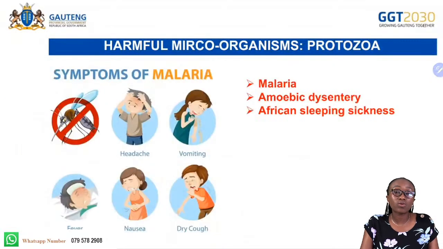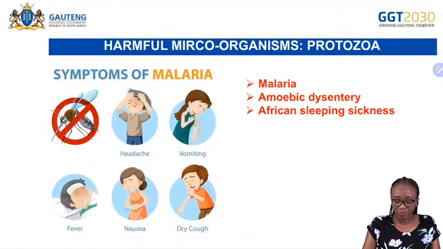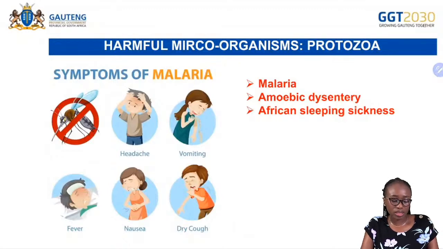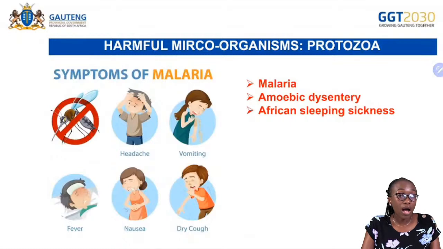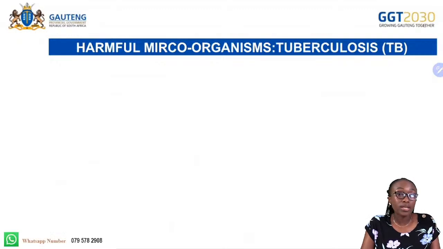And then there are diseases caused by protozoa. Examples of diseases caused by protozoa are malaria, amoebic dysentery, and African sleeping sickness. So these are some of the diseases that are caused by microorganisms called protozoa or protista. Now, let's talk about one example of a disease that is caused by a microorganism.